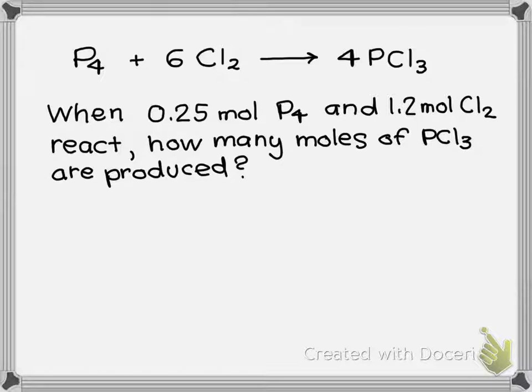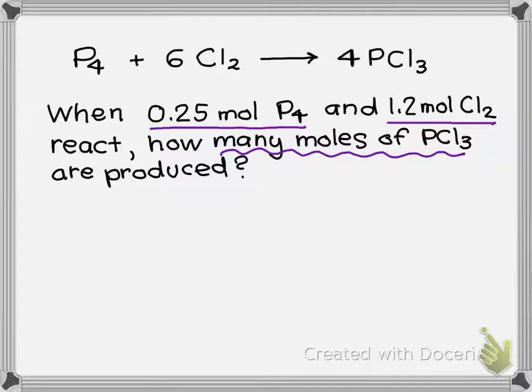So here's our first problem, and we've been starting with our balanced chemical equation. By this point, hopefully you've watched the videos on mole ratios, mole to mole problems, mole to gram problems, and gram to gram problems. We have to use those basic foundations to solve these problems. So when we're looking at our problem, we're looking at what we're given. It says I have 0.25 moles of P4 and 1.2 moles of Cl2, and then asks how many moles of PCl3 I can make.